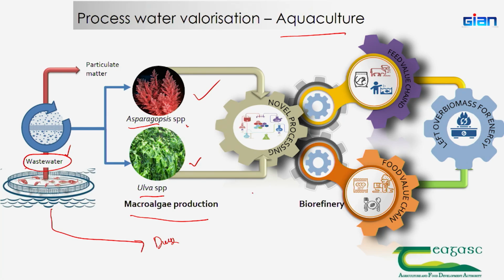Then we have new technologies or different types of processing approach to create a value chain for feed or a food, and leftover biomass for energy. This one is a blueprint of how we can use processed water for valorization.